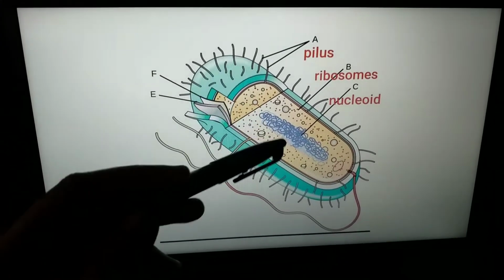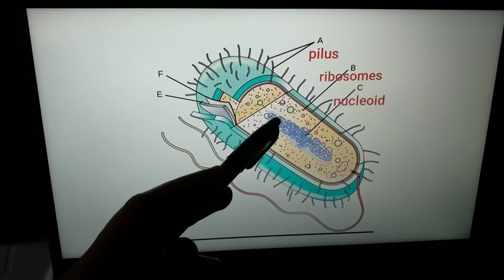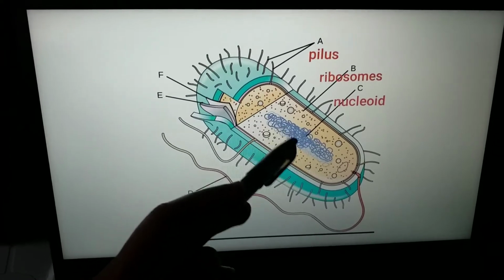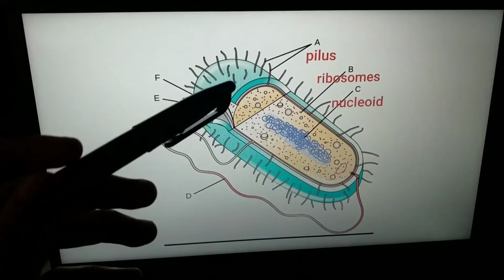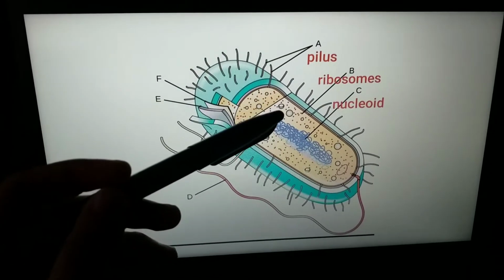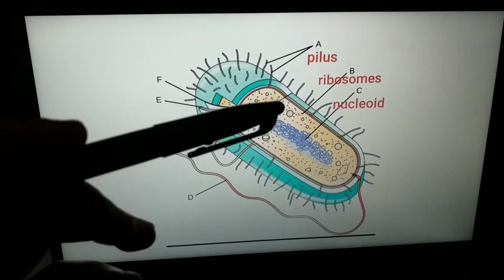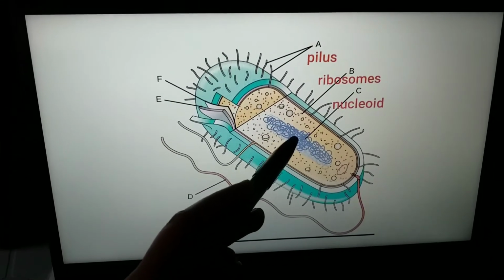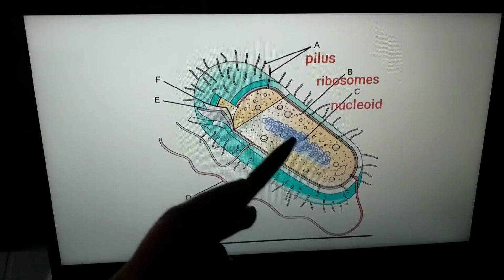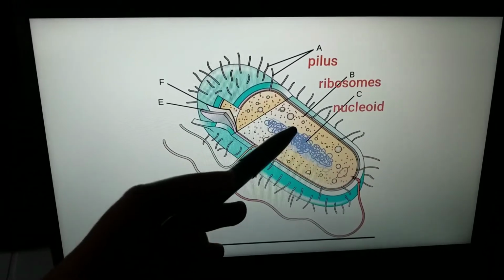A nucleoid, as you can see, is the irregularly shaped region within the cell of a prokaryote, and it contains mostly or all of the genetic material. So, that is where the genetic material is found. That is the nucleoid.